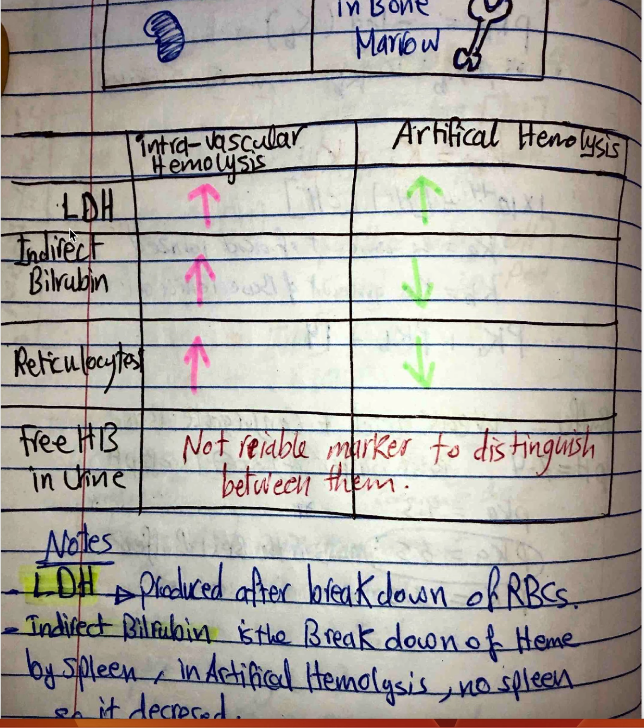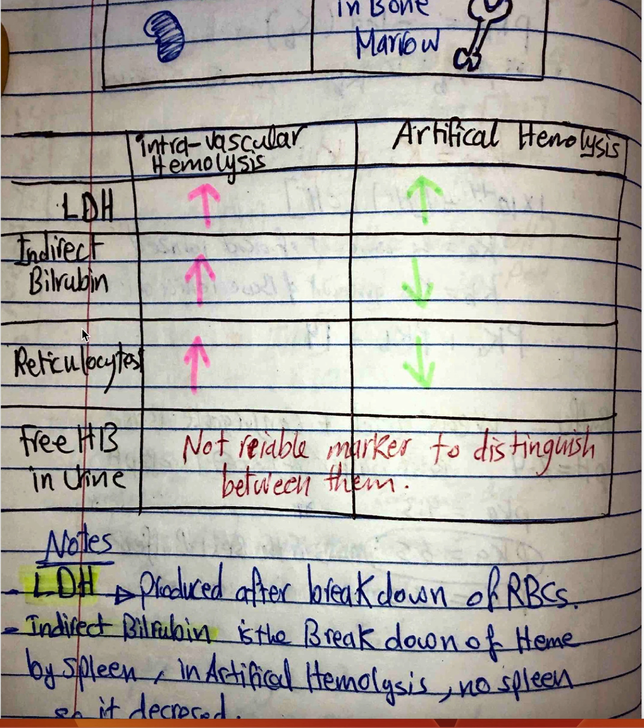So first we will talk about the lactate dehydrogenase. We know that the lactate dehydrogenase is present in the cytosol of the RBCs. Intravascular hemolysis means it happens inside the vessels, inside the organism. So actually it's present inside the cell. So there will be an increase on both sides, whether it's intravascular hemolysis or artificial hemolysis.